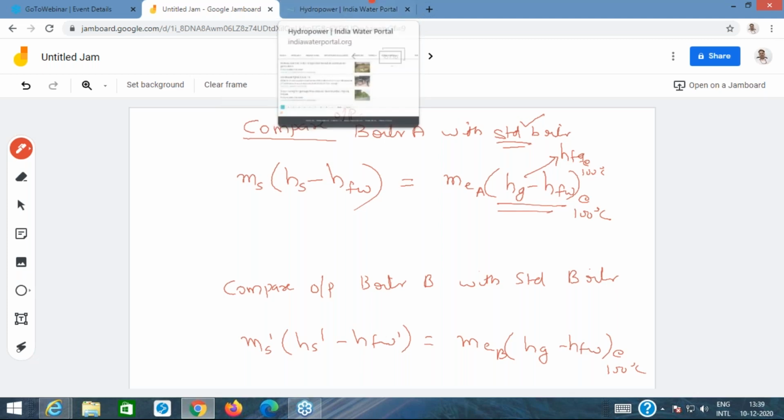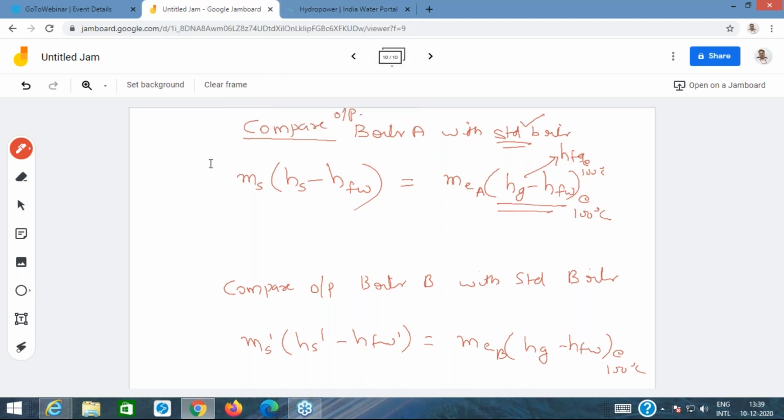So now look at this formula. The formula for equivalent evaporation of A becomes ms hs minus hw upon 2257. And how do I calculate the equivalent evaporation of B? For boiler B, ms dash hs dash minus hw dash upon 2257.